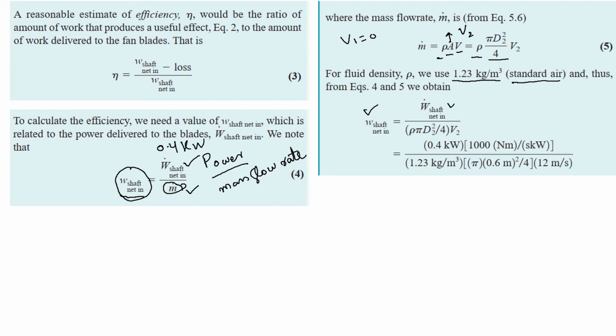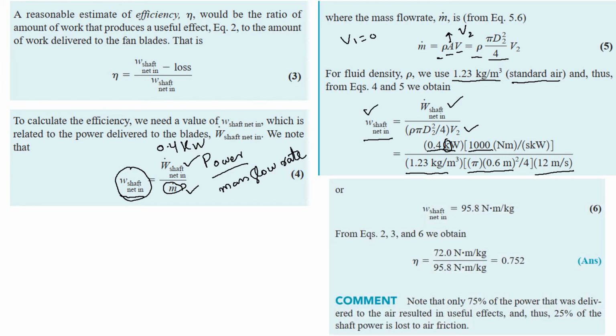So this is the power of the shaft. The shaft power was 0.4 kilowatt, and to exclude this kilo symbol from our units, we will multiply this by 1000 and then divide by the mass flow rate. These are these terms. So what I will get is the ideal work of my fan. This is the value of my ideal work. Now what will I do? I will find the efficiency using this formula.